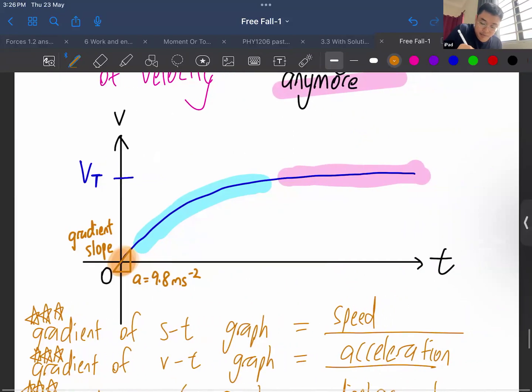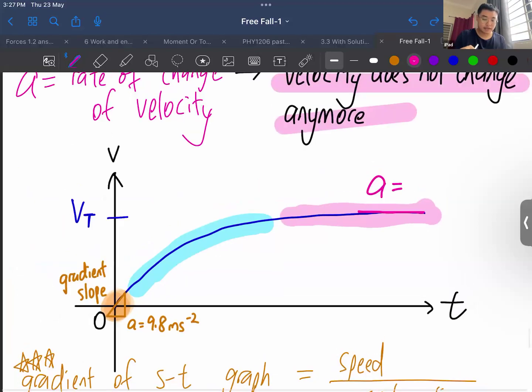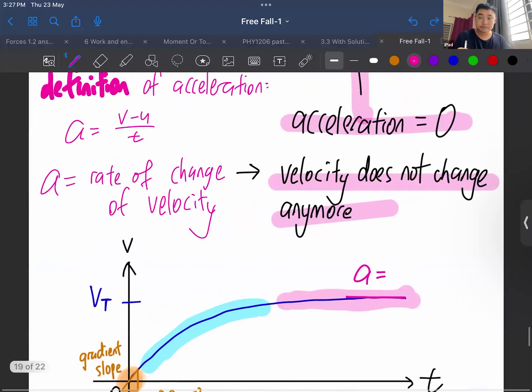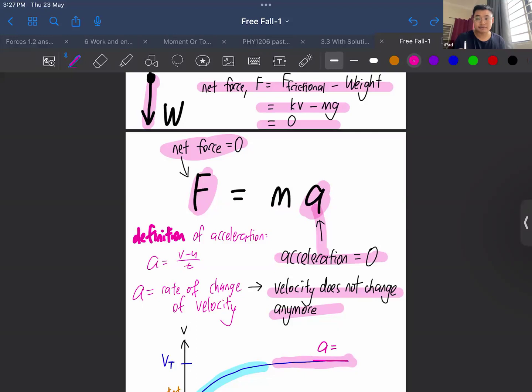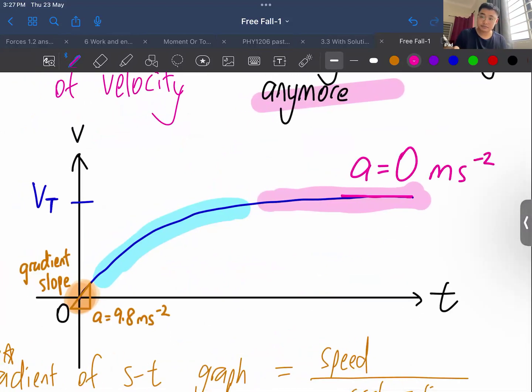Finally, what you can tell me about this slope? What about this one, the pink one? What is the value of gradient here? Or what is the value of acceleration here? The final, the maximum for velocity. Huh? I'm asking you what is the value of the acceleration at this stage? At the pink color stage, what is the value of acceleration? Zero. Zero. Okay. Okay. Can I understand? Yeah.